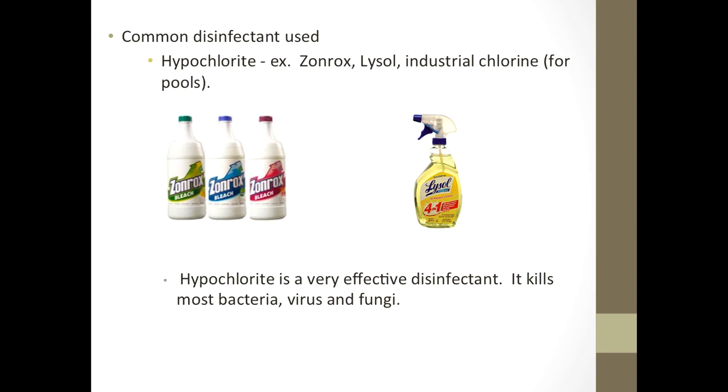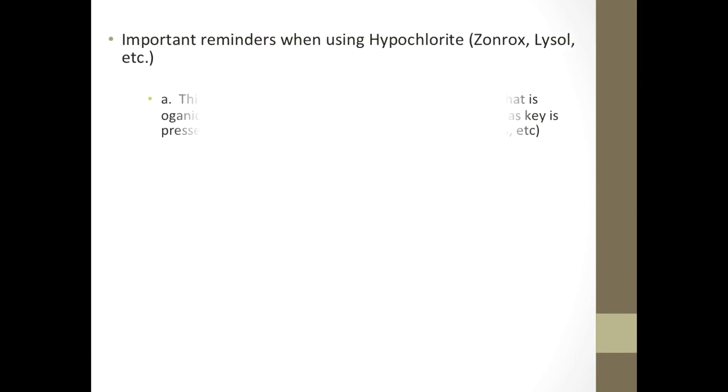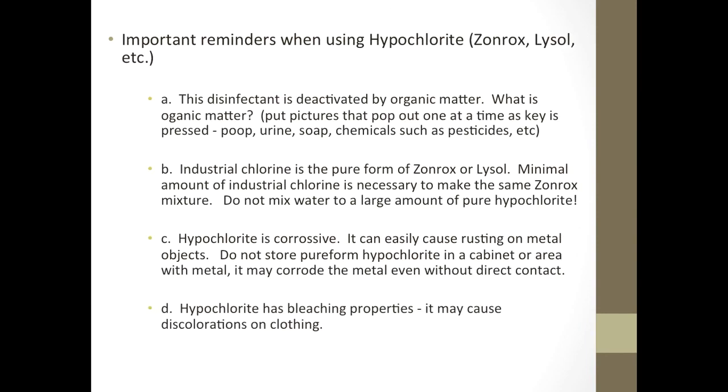Now, what's the downside? What's the downside with Zonrox or hypochlorite? Well, for one thing, it's deactivated by organic matter. What is organic matter? Basically, if you look at the chemical formula, you see a CHO on it, that's an organic material. Anything that's living, it's something produced by a living thing, that's organic, right? So you have poop, urine, soil, pesticides, those are organic material. Anytime that you use Zonrox in the presence of the organic material, your Zonrox, your disinfection is useless.